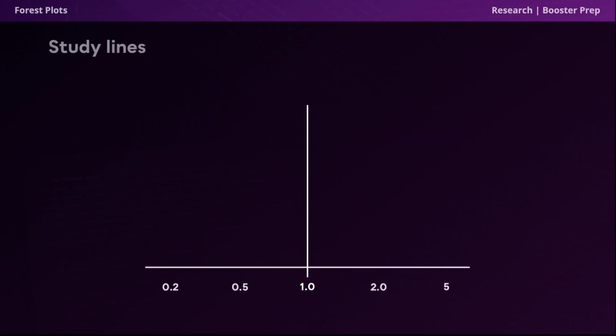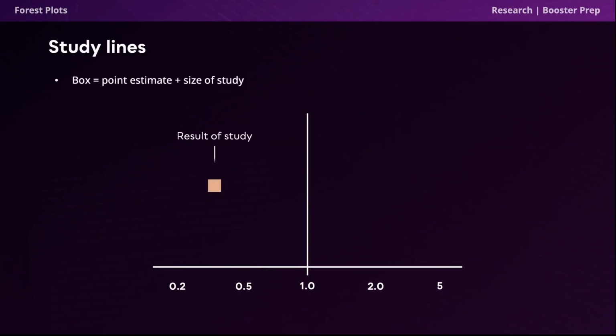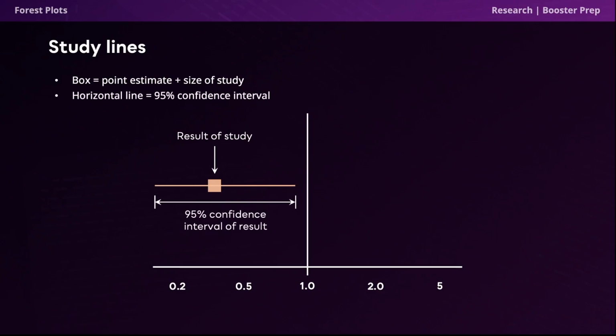Well, each box, along with its horizontal line, corresponds to a study. The position of the box relative to the x-axis represents the point estimate. The size of the box corresponds to the study's sample size. The horizontal line indicates the 95% confidence interval of the study, with each end of the line representing the boundaries of the confidence interval. The shorter the line, the more precise the study. Conversely, the longer the line, the greater the uncertainty or variability in the point estimate.